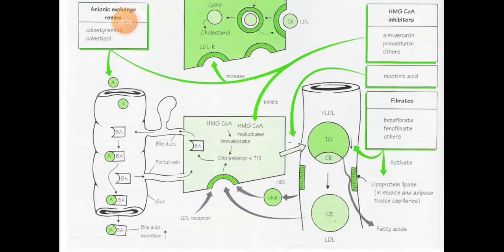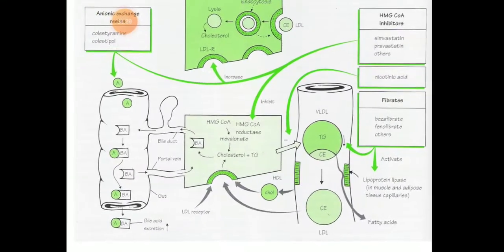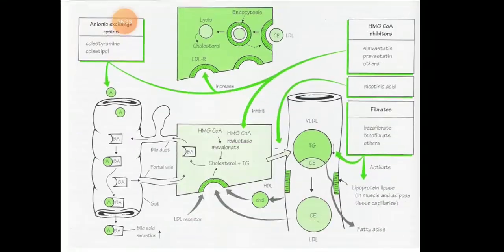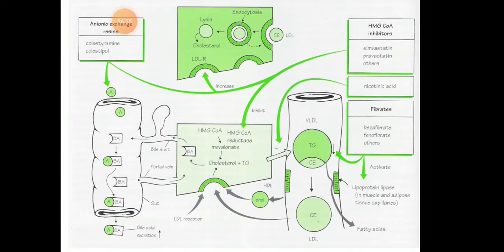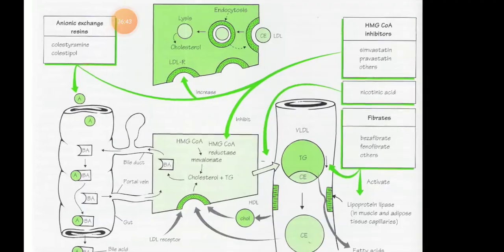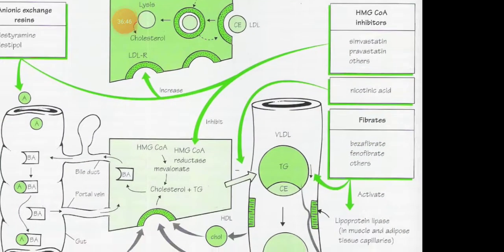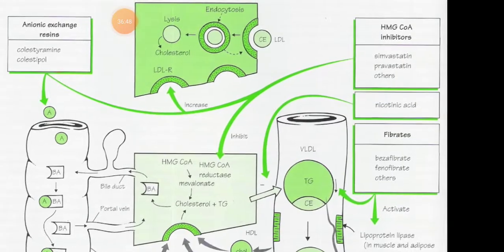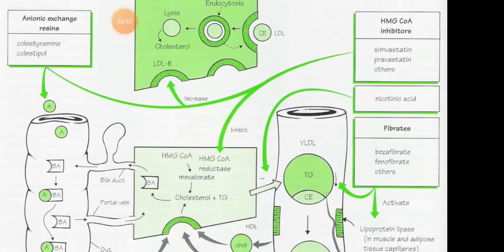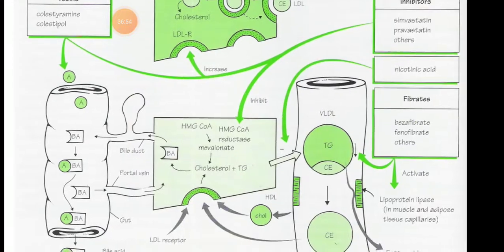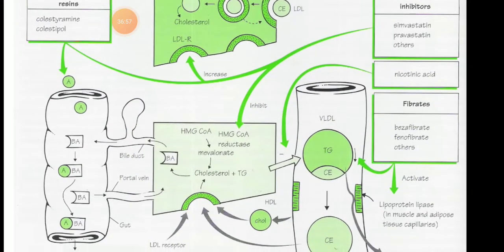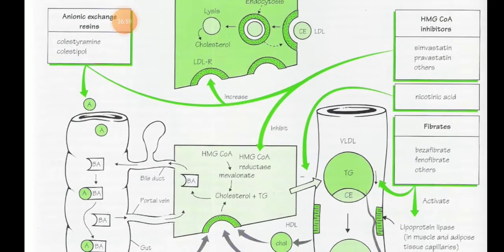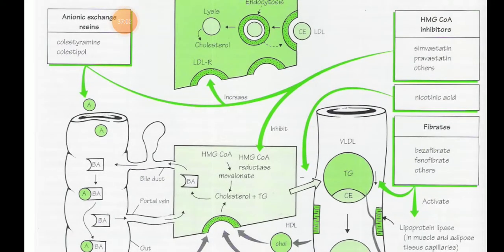So here you see different drugs acting at different sites. There are HMG-CoA reductase inhibitors, and they are called statins. There are different statins. The most common ones used in clinical practice are atorvastatin and rosuvastatin. Besides these, there are pravastatin, simvastatin, and some other statins. These are basically, as I said, HMG-CoA reductase inhibitors and reduce the LDL cholesterol level.